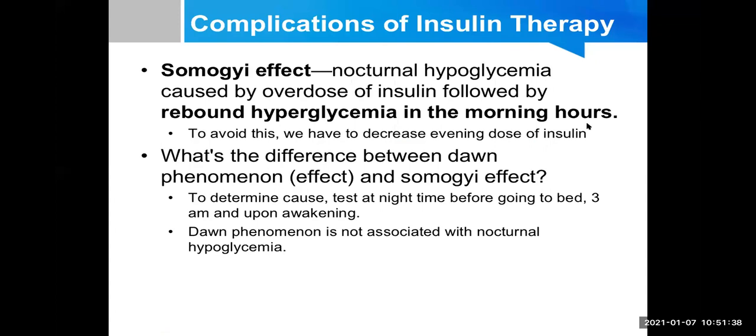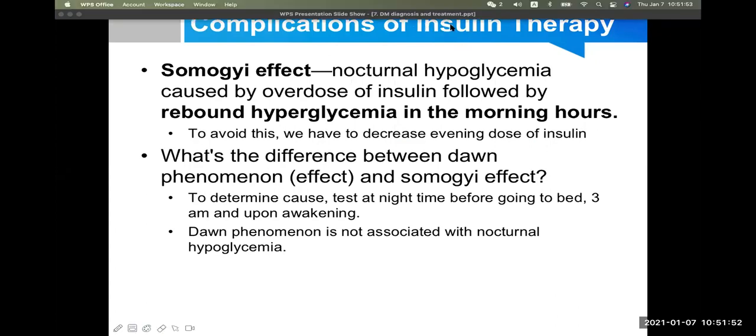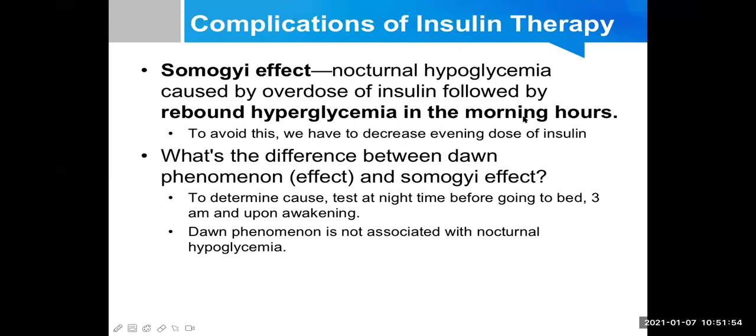Remember, in Dawn phenomenon, there was no nocturnal hypoglycemia. But in Somogyi effect, first of all, nocturnal hypoglycemia occurs, and that is followed by rebound hyperglycemia in the morning hours. So both of the conditions have hyperglycemia in the morning hours, but the mechanism is different. One is Dawn phenomenon, another is called Somogyi effect.